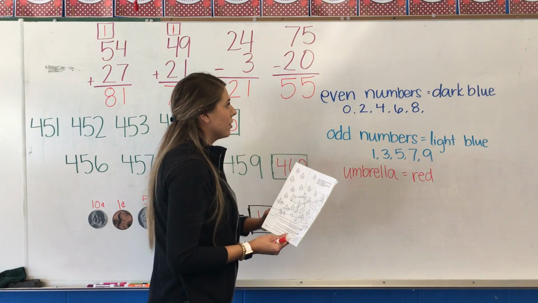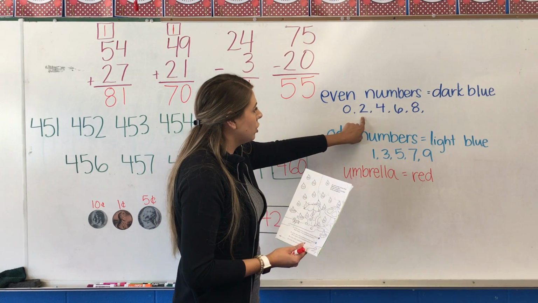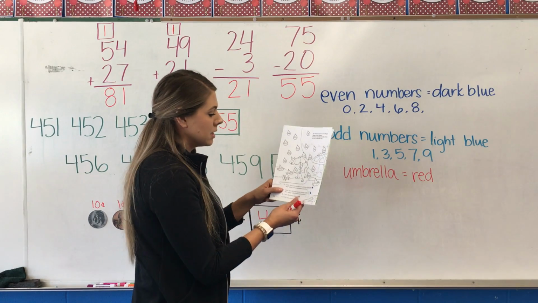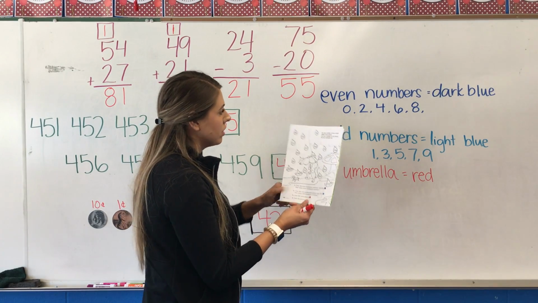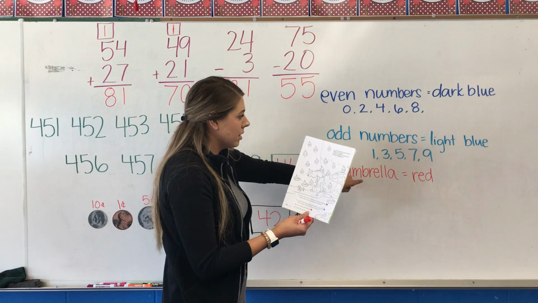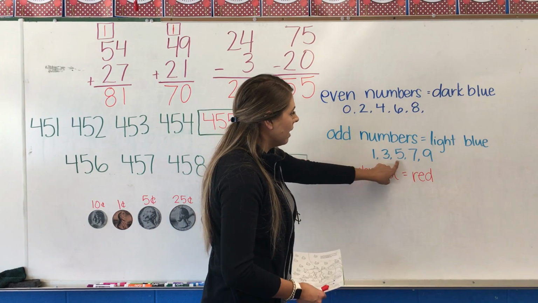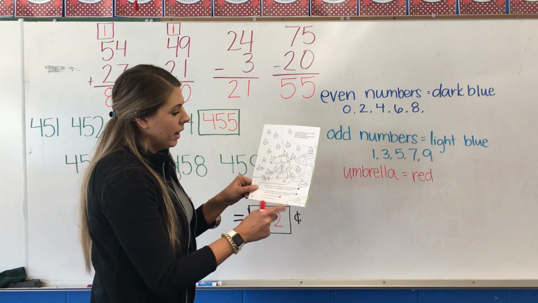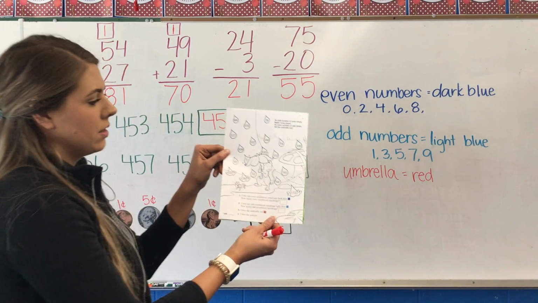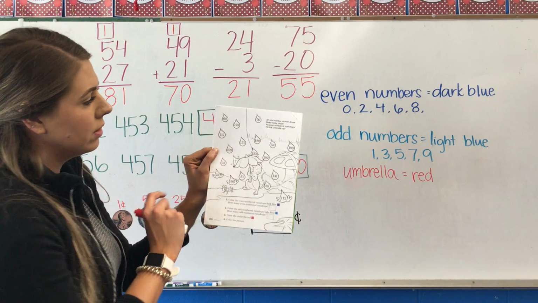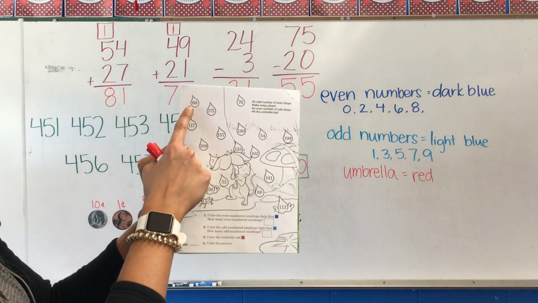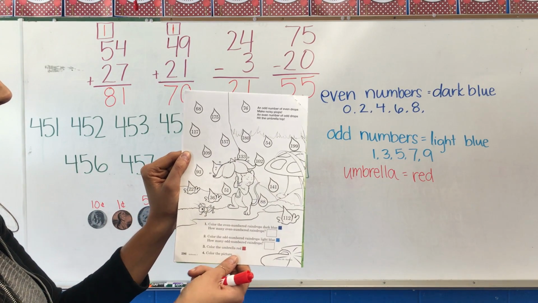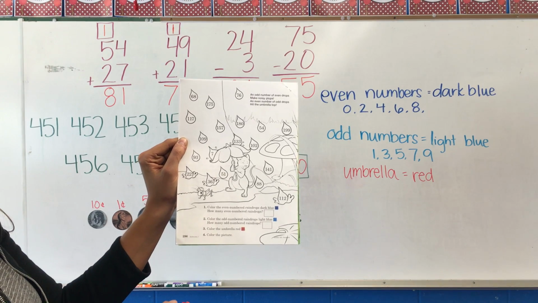And just remember, if your number ends in a 0, 2, 4, 6, or 8, those are your even numbers. And color the odd raindrops light blue. And if your number ends in a 1, 3, 5, 7, or 9, those are colored light blue. And your umbrella is colored red. And so you can see here that, like if we look at, let's just pick this one, 68. So we know it ends in an 8, which is an even number, so we're going to color that dark blue.